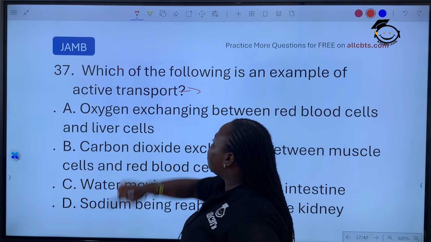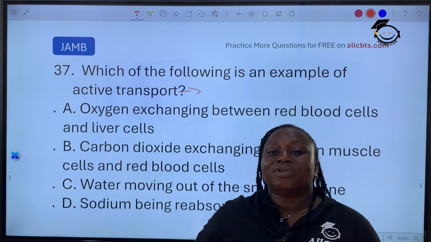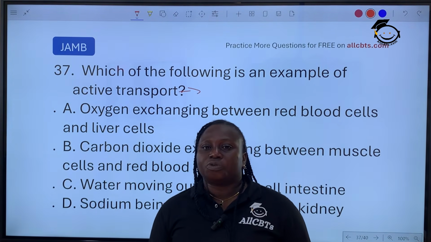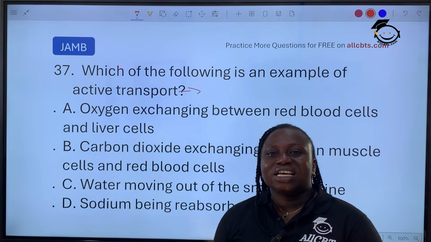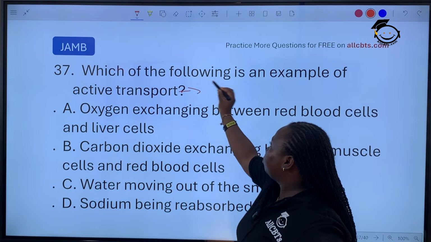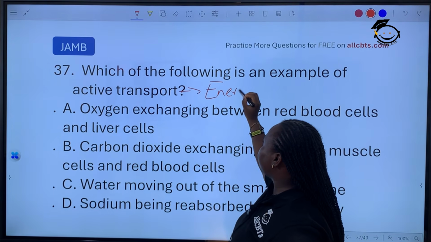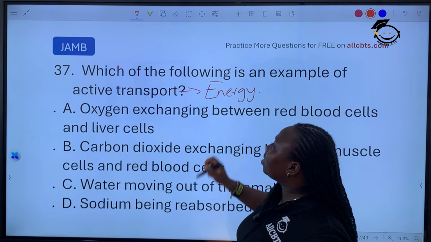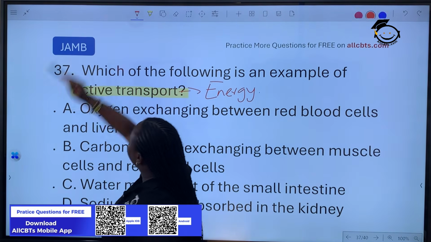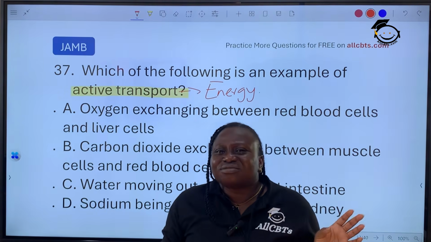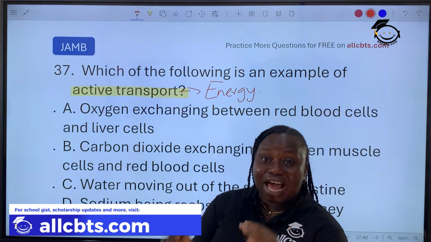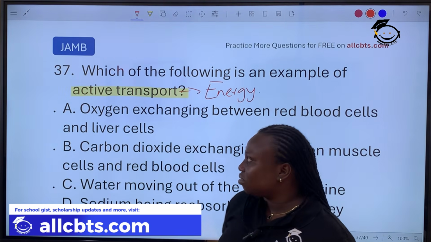Now, what is active transport? We have diffusion, we have osmosis, and we have active transport. Active transport is the transportation with the use of energy. So, in active transport, energy is required. But in diffusion, we don't need special energy. In osmosis, you don't need any special energy. But in active transport, energy is needed.